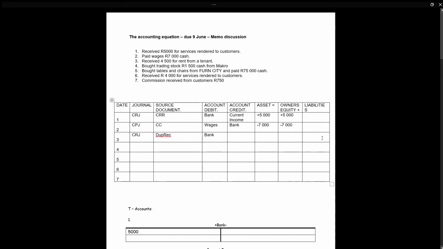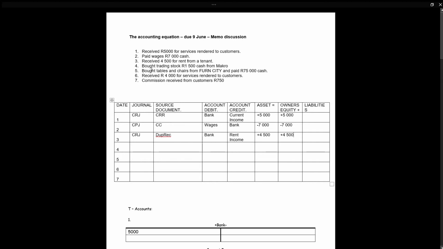Let's go and show the influence on my assets, and then rent income. Very important to specify rent income because you get rent expense as well. Rent income, income account, income increases in the credit side. Income will have a positive influence on your owner's equity. Plus 4,500 will equal plus 4,500 plus 0. We've done this one correctly.